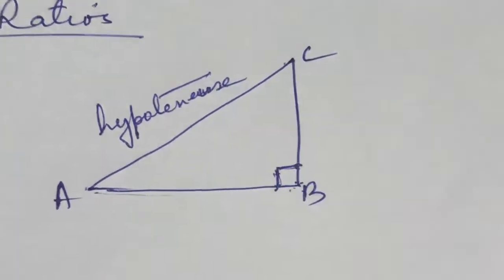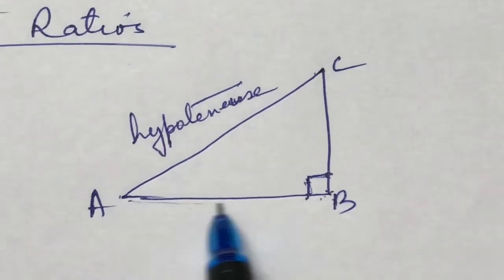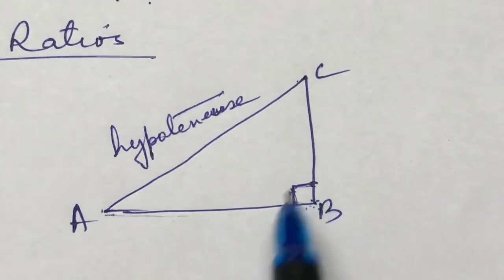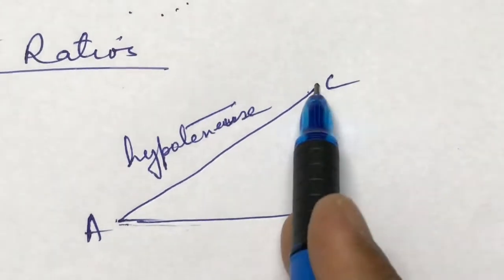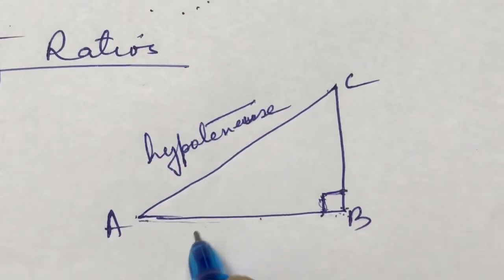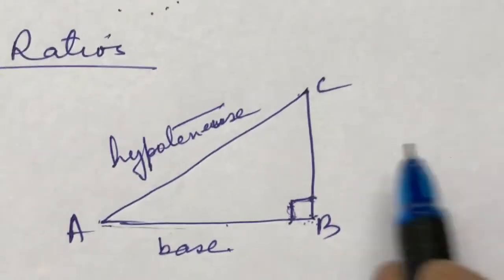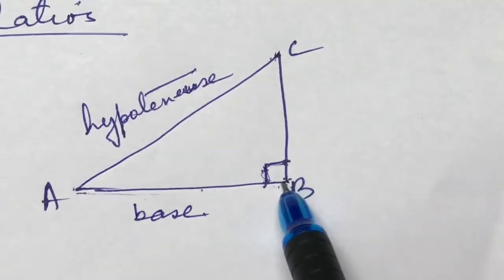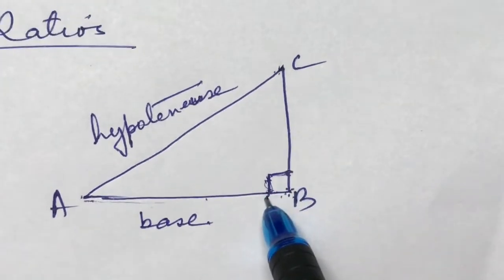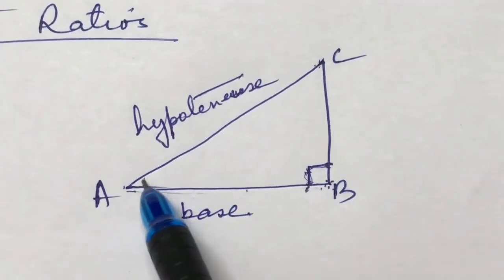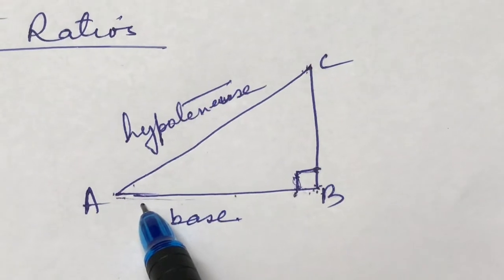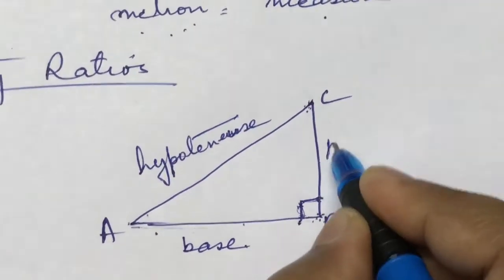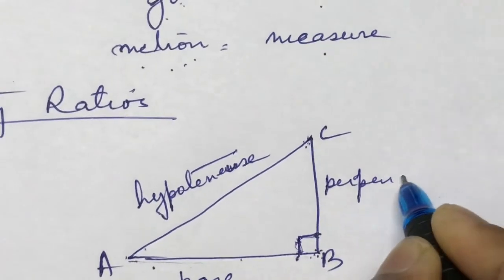The side opposite to C, the hypotenuse. What is the side which carries the 90 degree here? It is your base. It is known as the base. And what is the side that is opposite the angle A, or adjacent to angle C? Then it is known as the perpendicular.